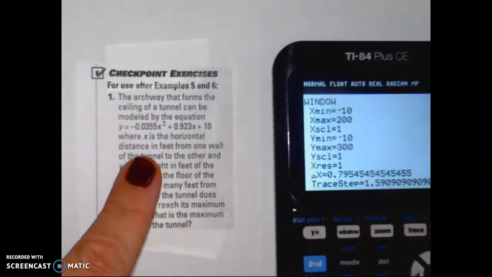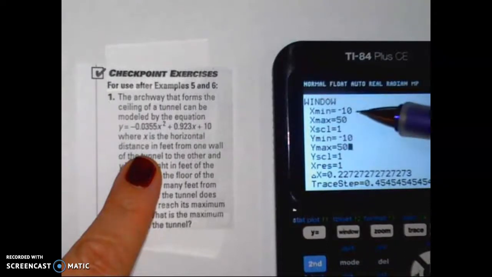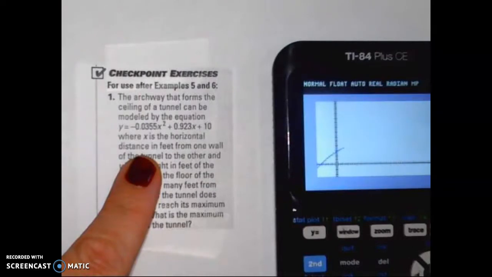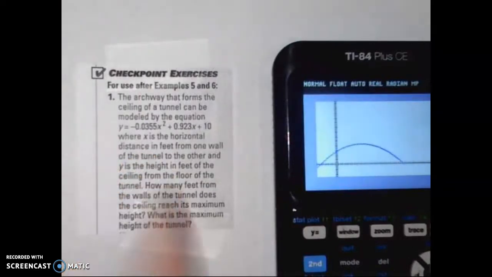Let's fix our window. I figured something was wrong, right? Okay, let's go back to the window. We'll call it 50 and 50. We're making it go from negative 10 to 50, negative 10 to 50. Let's see what it looks like when we graph it. Yeah, that's beautiful. There's the archway.